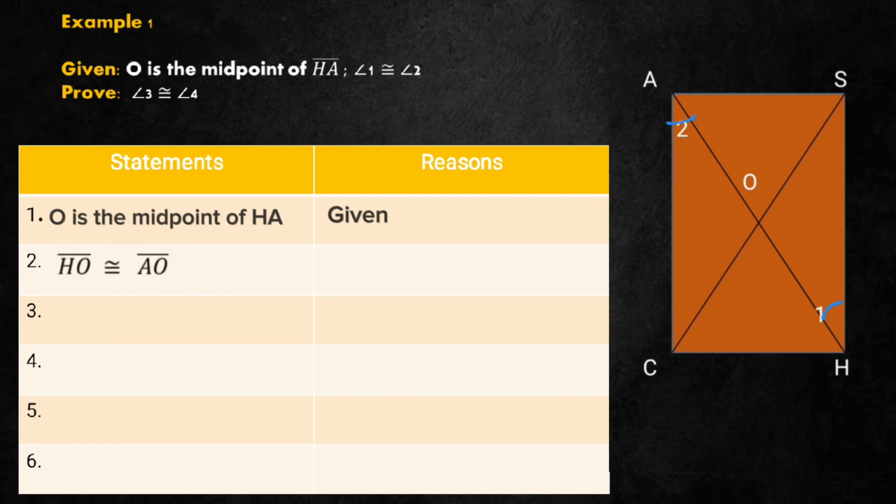Segment HO is congruent to segment AO. That is by the definition of midpoint or by the midpoint theorem. Let's put up the other given, which is angle 1 is congruent to angle 2. Now we have two parts that are already congruent, which are one side and an angle. So we will need one more part so we can prove that this statement is true.